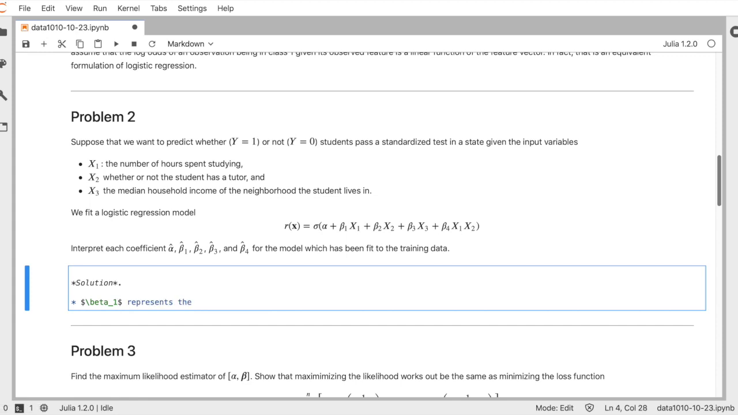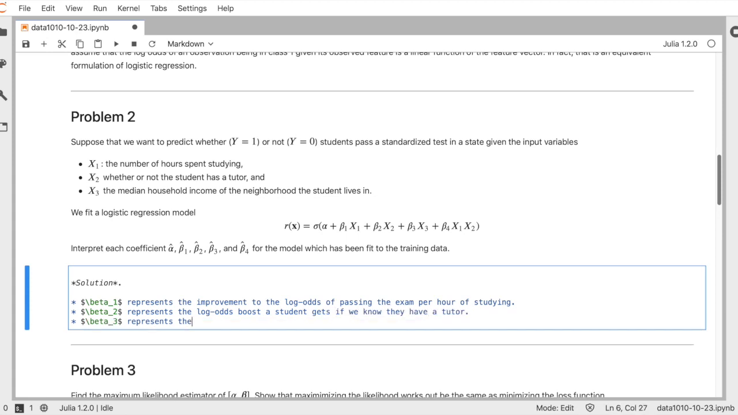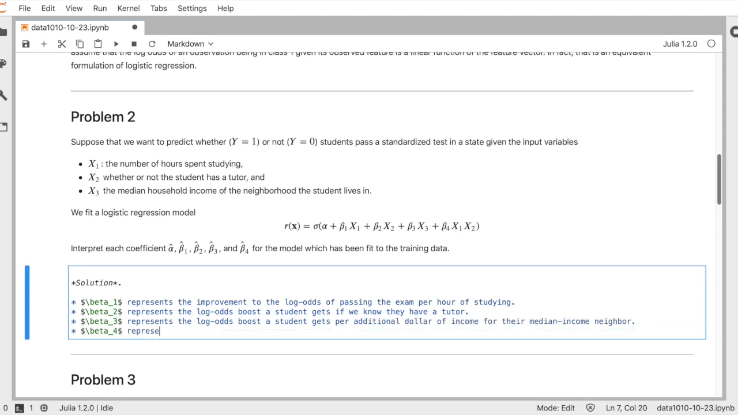Likewise, for the other values, we can say they're giving the log odds boost we get per increase of 1 in the corresponding x value. And the most interesting one is beta 4, which gives the additional benefit of studying per hour if they have a tutor. So it's like the tutor accelerant.